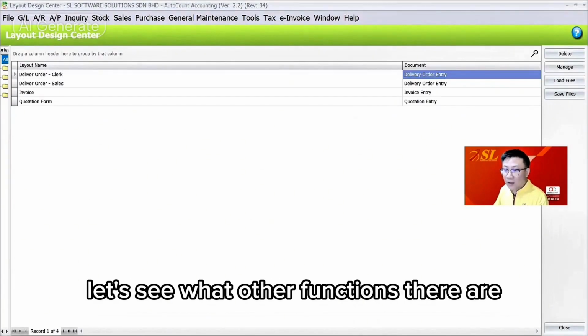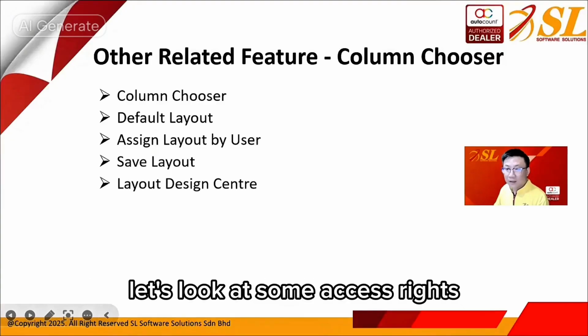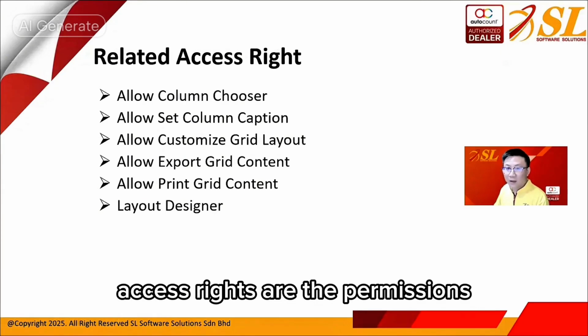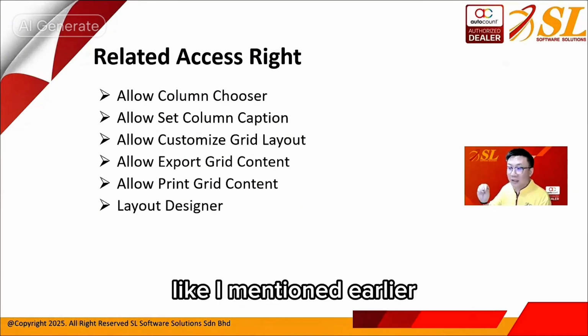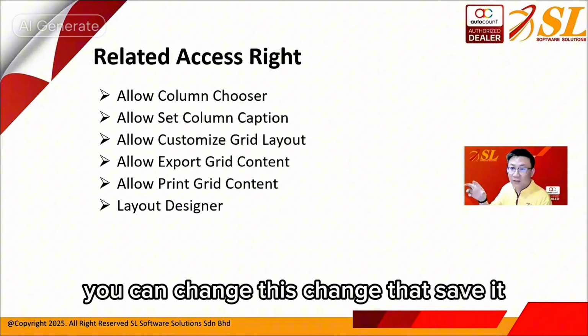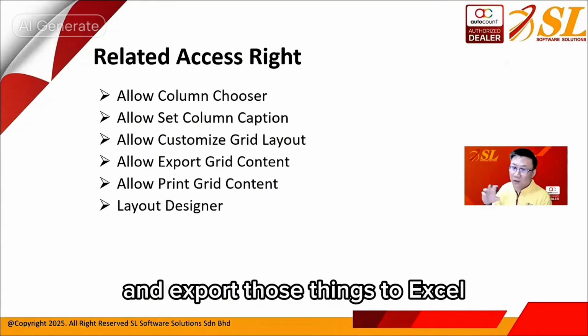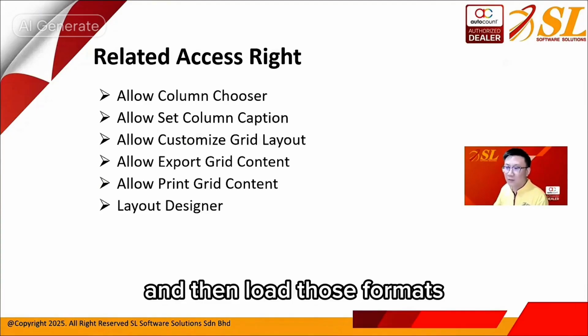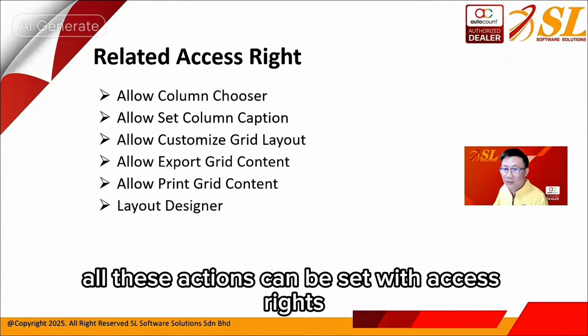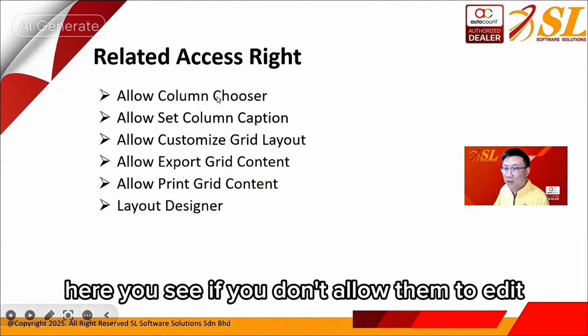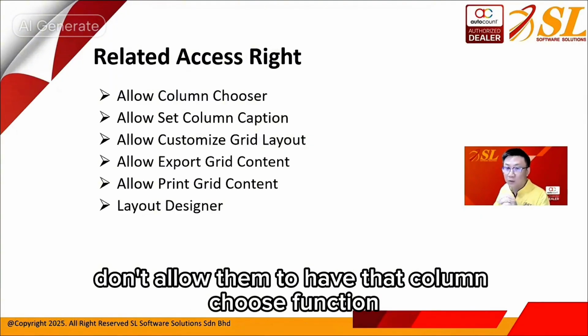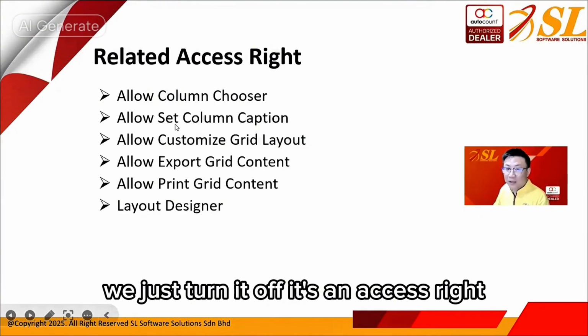Let's see what other functions there are. Next, let's look at some access rights. Access rights are the permissions, like I mentioned earlier. You can change this, change that, save it, and export those things to Excel, and then load those formats. All these actions can be set with access rights. Here you see, if you don't allow them to edit, don't allow them to have that column choose function, we just turn it off. It's an access right.